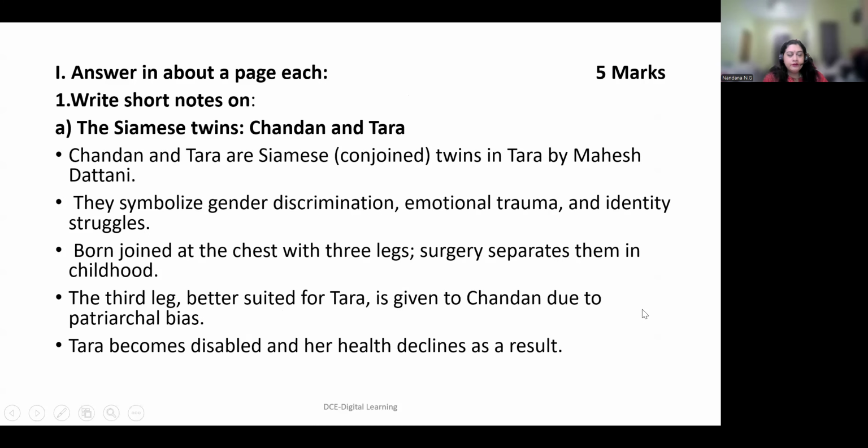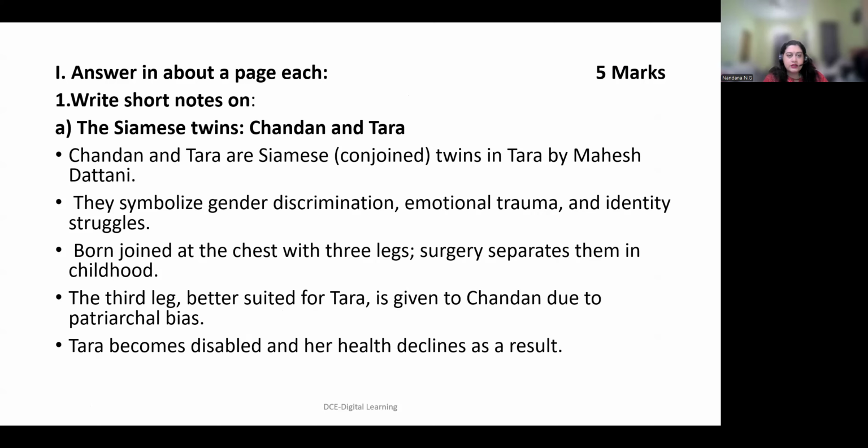The first question: write short notes on the Siamese twins Chandan and Tara. The first main section pertains to the 5-mark questions. Out of 20 marks, which is the prescribed component of Tara, in the exam you can expect 2 questions for 5 marks each, and 1 question you need to answer for 10 marks. And there will be choices.